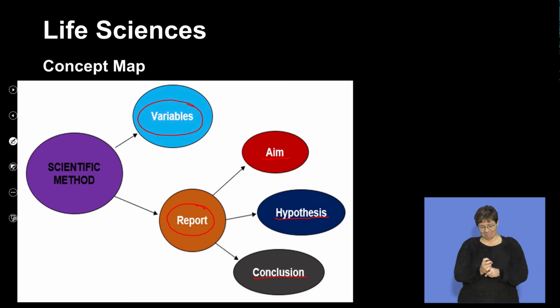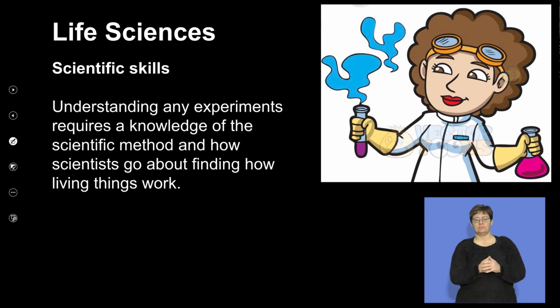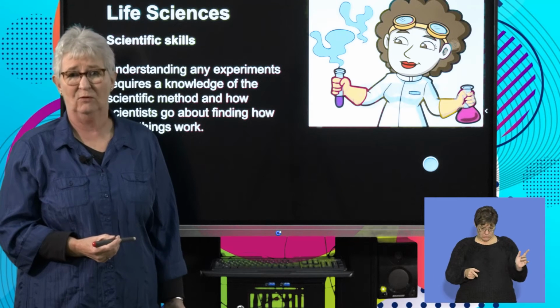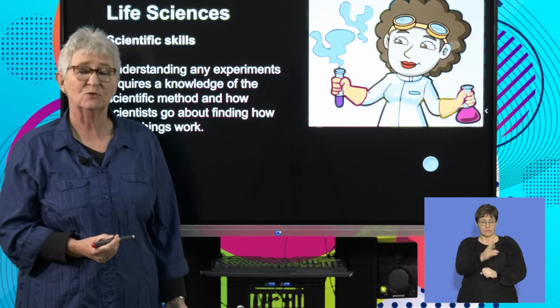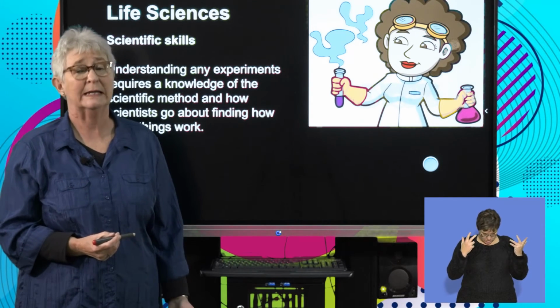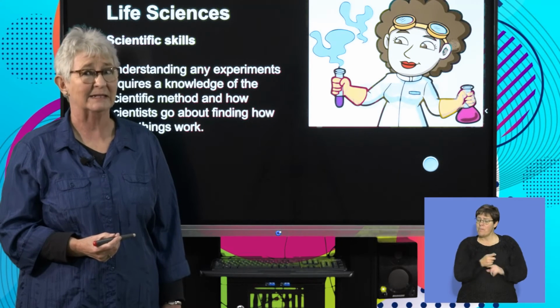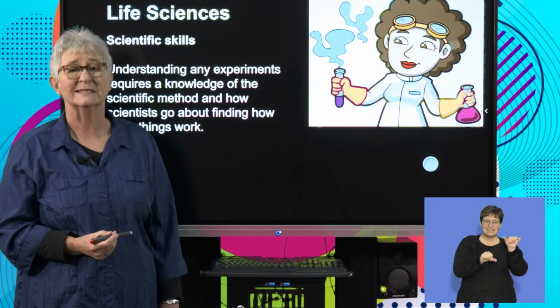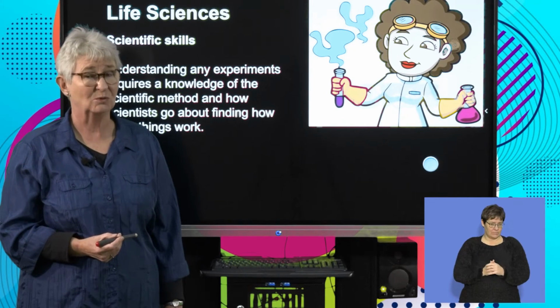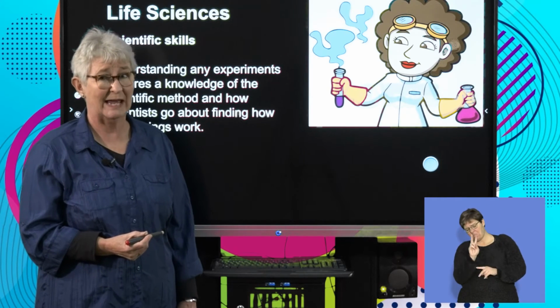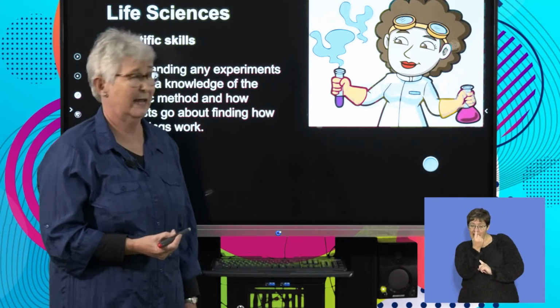Okay, so let's go straight on and have a look at scientific skills. You can sometimes be given pictures of experiments you've never seen before, and you have to be able to work out what is going on in them. And to be able to do that, you need to have an understanding of how scientists work. Okay, and that is called scientific skills, and that's what we're going to have a look at to try and help you understand.